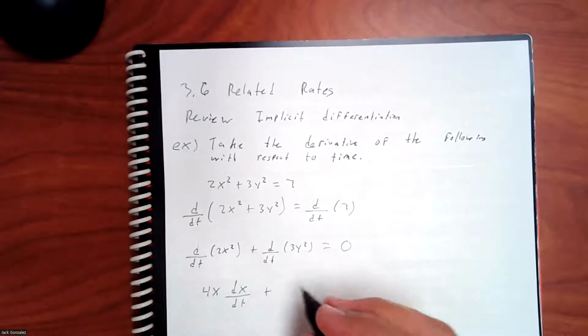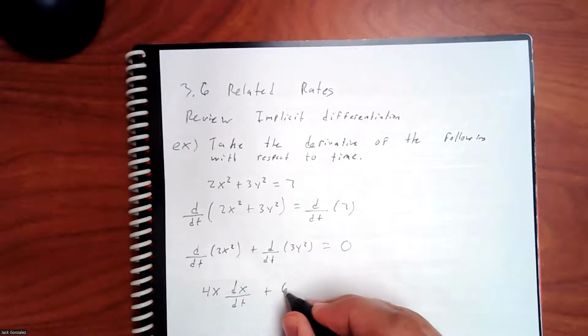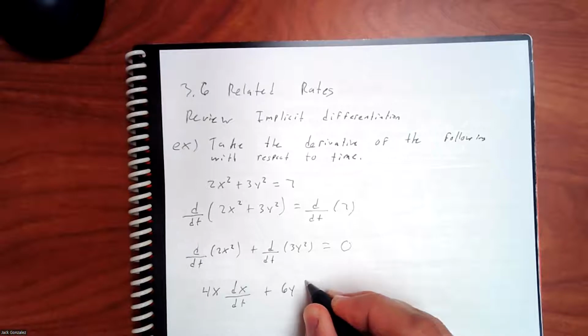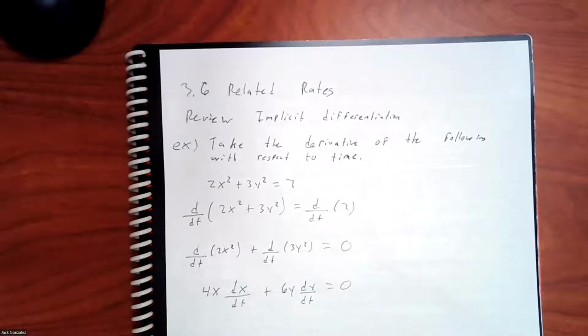Plus derivative of this guy, 6y dy dt. Exactly. So see how now it's implicit for the whole thing. Last time, one of the derivatives would be fixed there, but now it's not. Okay.